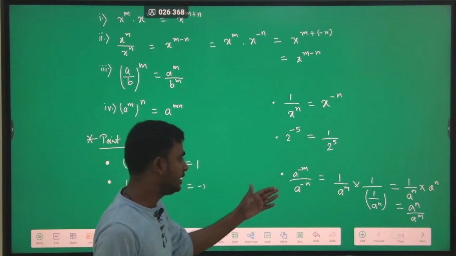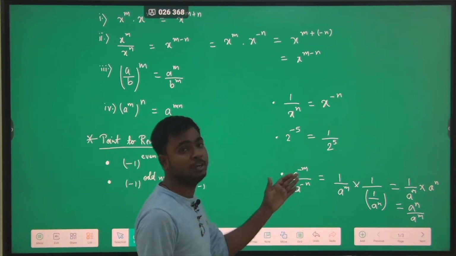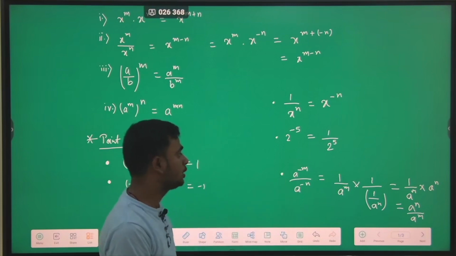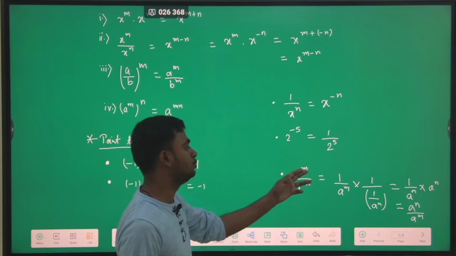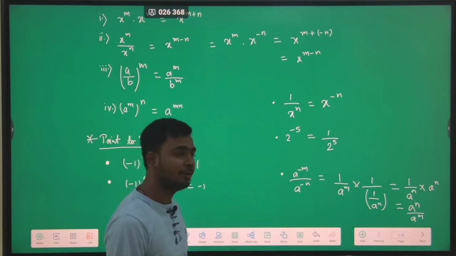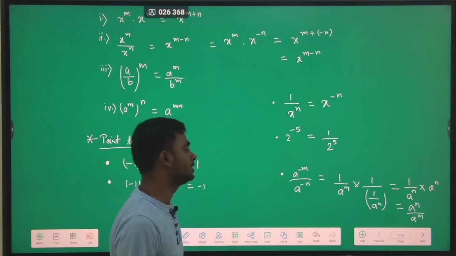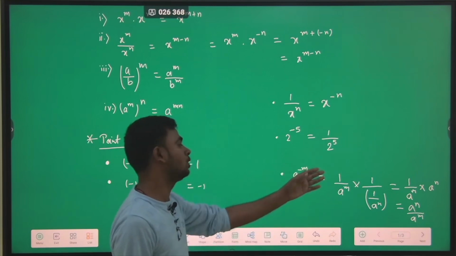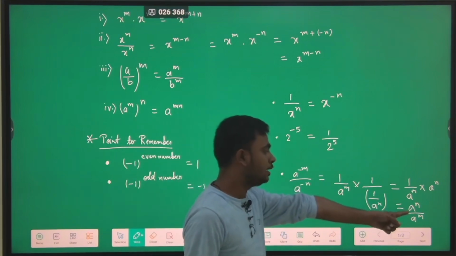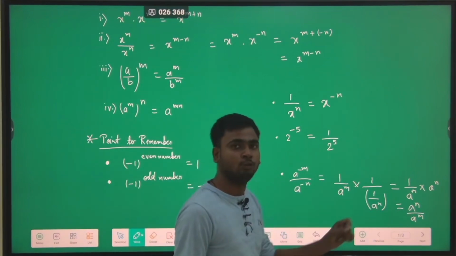इसका मतलब क्या है कि अगर हमें a to the power minus m और a to the power minus n के बीच में डिवीजन का फॉर्म दिया हुआ है, तो हम लोग क्या बोलेंगे, a to the power minus m जो है रेसिप्रोकेट होकर के बन जाएगा 1 upon a to the power m, और a to the power minus n जो है रेसिप्रोकेट होकर के बन जाएगा a to the power n नंबरेटर में. तो हमें मिलेगा क्या, a to the power n divided by a to the power m.